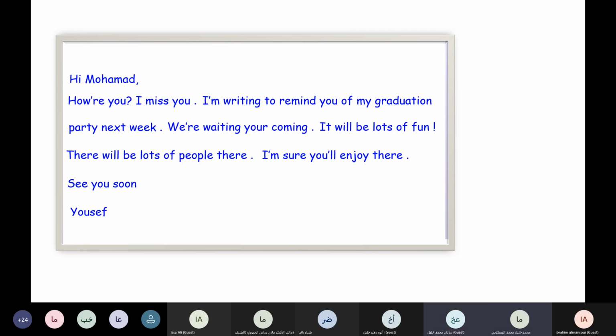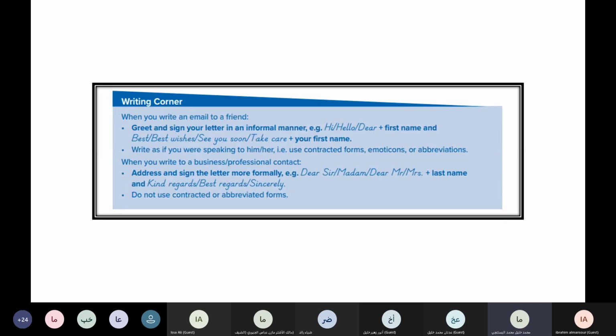If you want to write an email to a friend, you realize it will be different from writing an email to, let us say, a business contact or a professional one. This is informal. Yes, this is informal. But if you want to write a formal one, it will be different. You will not start with hi. Okay. Now, look at the writing corner.